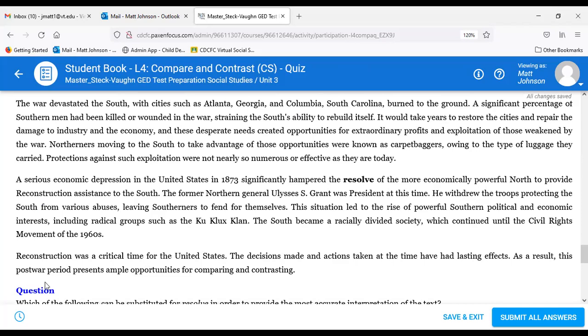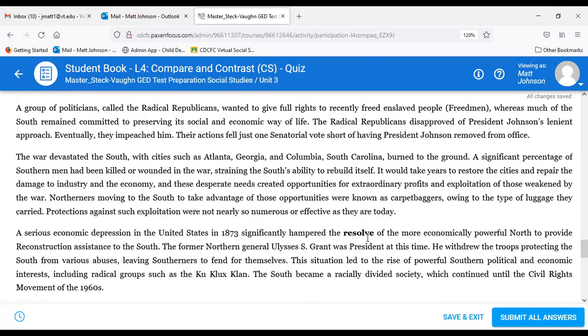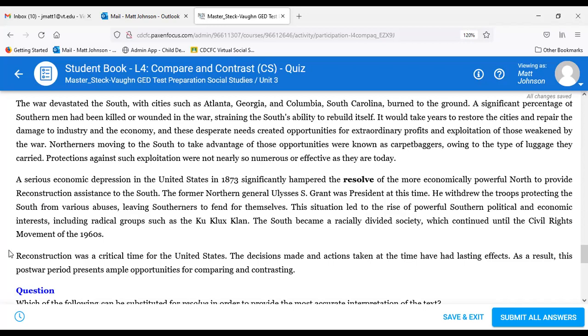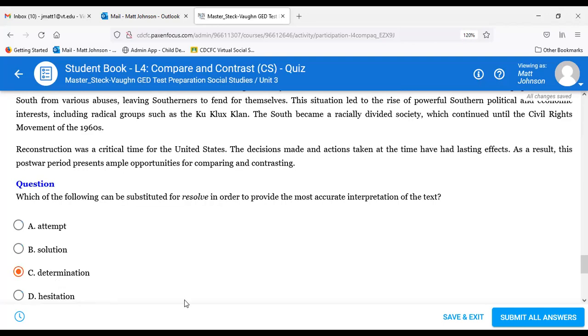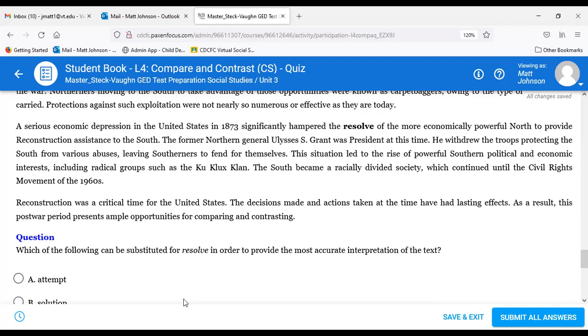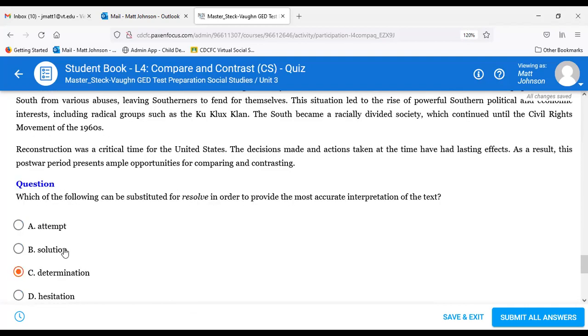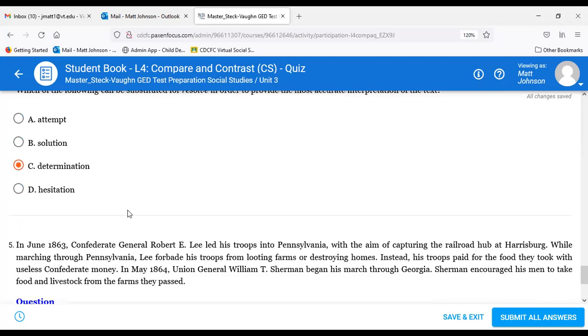But in this case, we have to look at the context. Where do we encounter that? Let's see. Right here. Oh yeah, it's in boldface. So a serious economic depression in the United States in 1873 significantly hampered the resolve of the more economically powerful North to provide Reconstruction assistance to the South. So that's one you'd have to go back and take a look at. Hopefully, if you can count that on a test, they'll actually have it bold-faced as well. So what we're talking about here is their determination to keep continuing with the Reconstruction of the South. So you kind of have to use those context clues there.